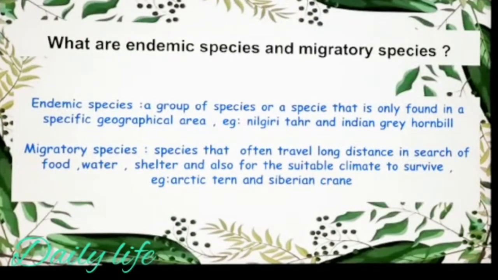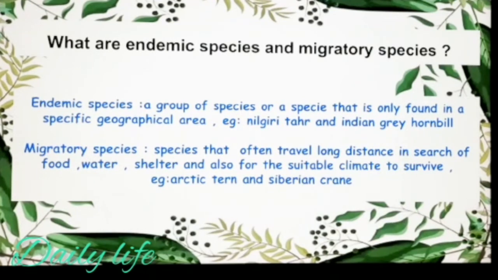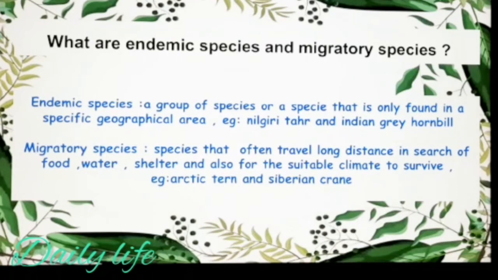What are endemic species and migratory species? Endemic species: a group of species or a species that is only found in a specific geographical area. Example, Nilgiri tahr and Indian great hornbill. I hope you must have understood. These kinds of species can only live in a particular place, because that place has their suitable climatic condition. They get the right amount of food, water and shelter. As I told you, it is their habitat.